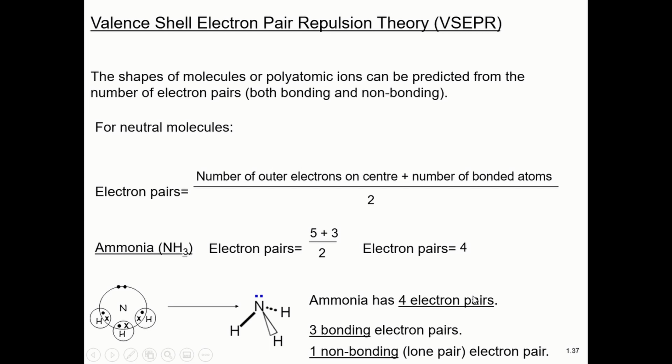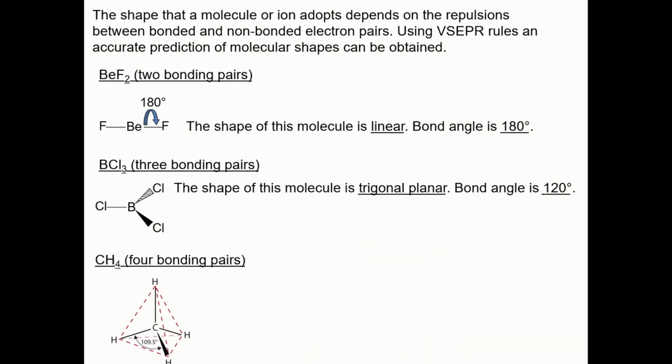And given that, that dictates that this is going to be trigonal pyramidal in shape, or pyramidal in shape. In terms of the shape of these molecules, there is some repulsion involved between bonding pairs and non-bonding pairs. So looking here, we have beryllium difluoride, or BeF2, sorry.